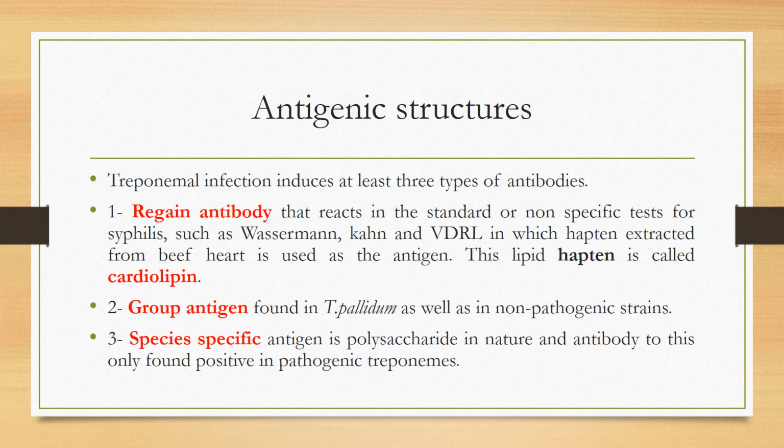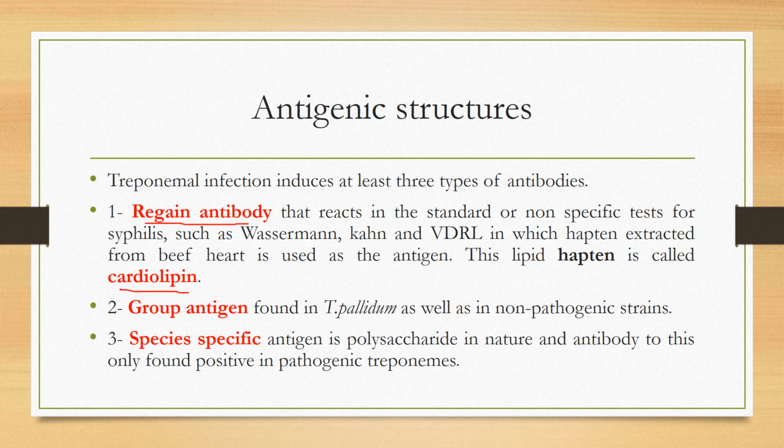Now let's talk about the antigenic structures. There are 3 types of antibodies which form in the treponemal infection. First is reagin antibody that reacts in the standard or non-specific tests such as Wassermann, Kahn test and VDRL test, in which hapten is extracted from beef fat. What is hapten? Hapten is a small molecular weight compound which is conjugated with carrier protein to induce specific antibodies, and this lipid hapten is called cardiolipin.